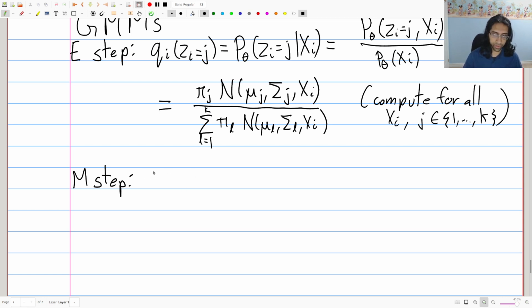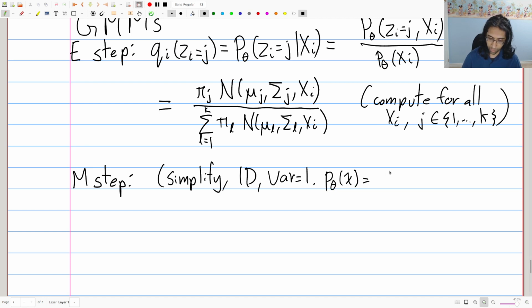What we're going to do, for at least the lecture, just to simplify it, is focus on the case where it's just 1D and the variance equals 1. Therefore, the resulting model would be something more like p sub theta of x is equal to summation over pi j times... So this is a bit simpler, just for the sake of not making this lecture take 2 hours long.